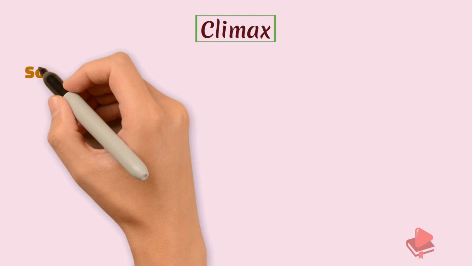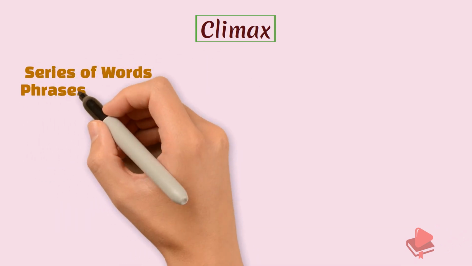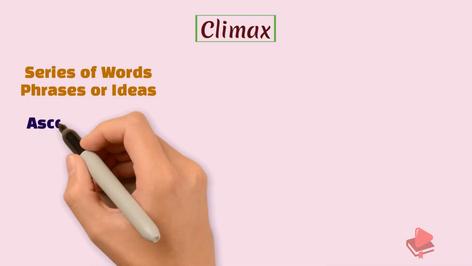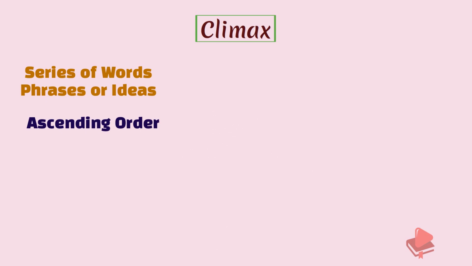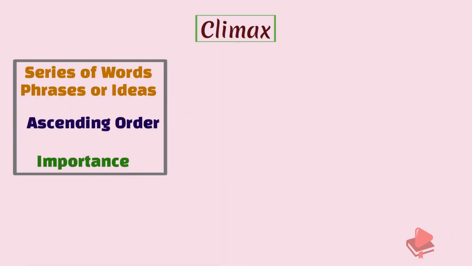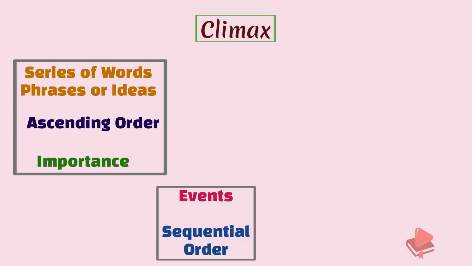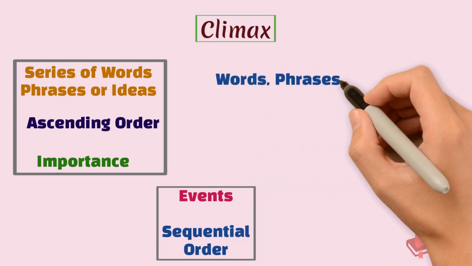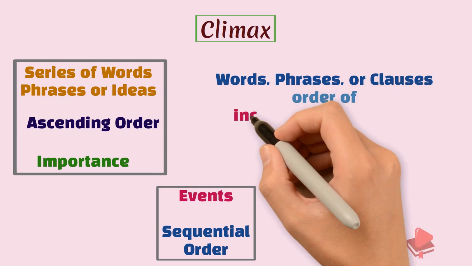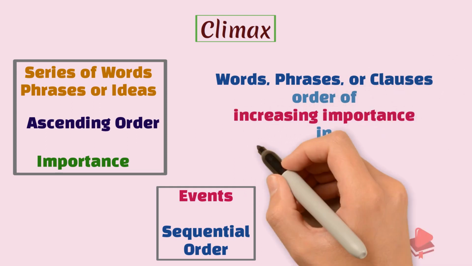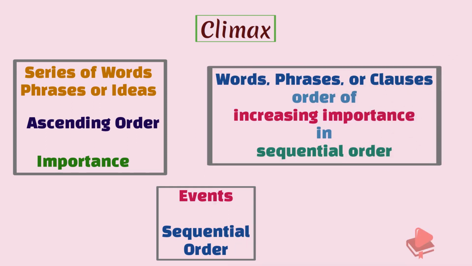A climax is a figure of speech in which a series of words, phrases or ideas are arranged in ascending order of importance. It has all the events in sequential order. It is a figure of speech in which words, phrases or clauses are arranged in order of increasing importance. Let's understand by a few examples.